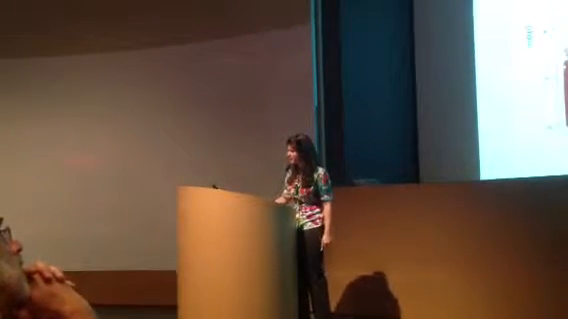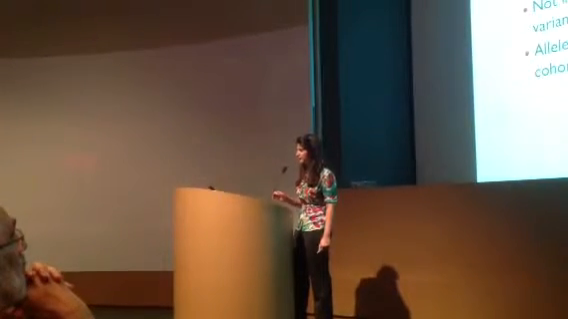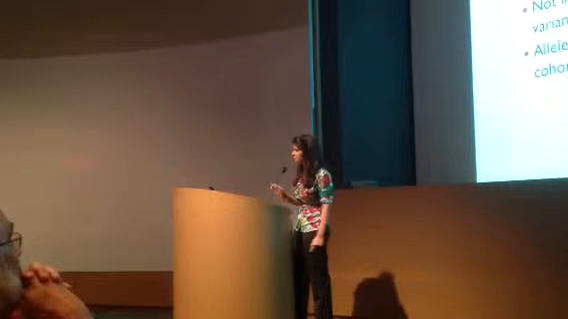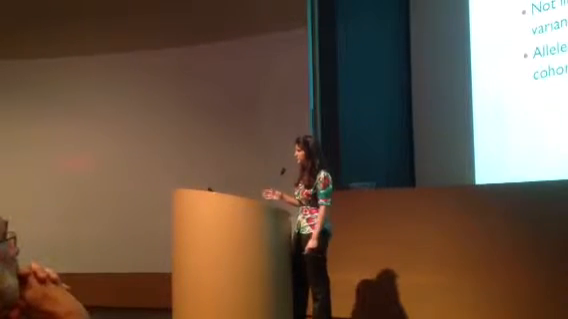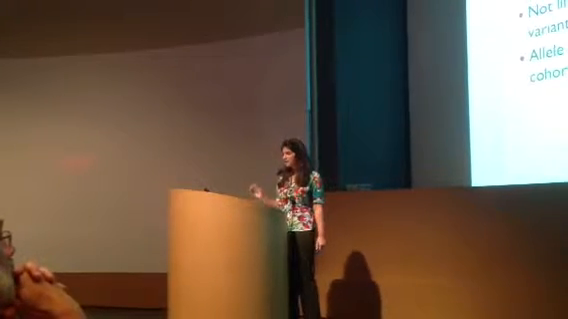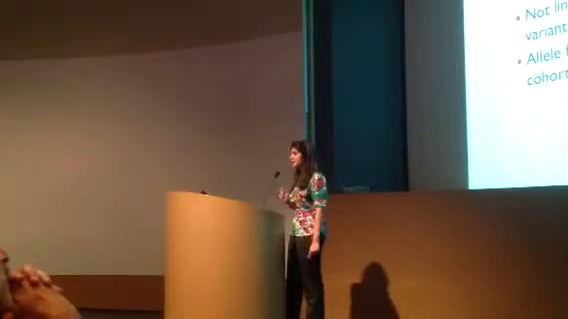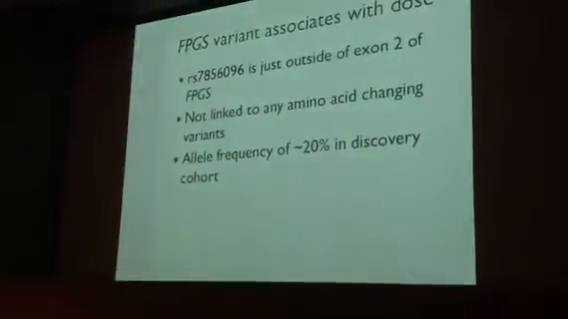So, what is this variant? This variant occurs just outside of exon 2, and the irony is not lost on me that we used exome sequencing to find something that might be likely regulatory. It was not linked to any amino acid changing variants, and it had an allele frequency of 20% in our discovery cohort.